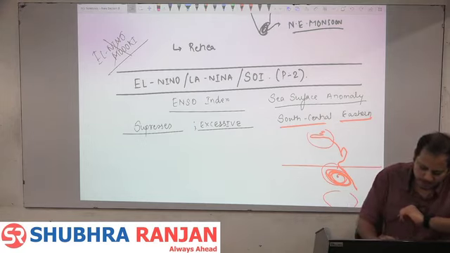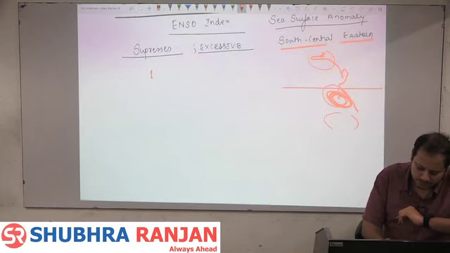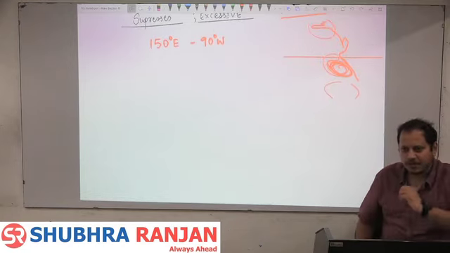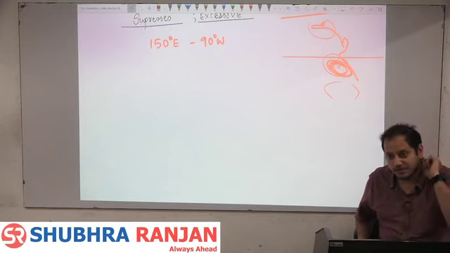And from 150° east to 90° west. क्या है ये? Longitudes. 150° east to 90° west. What is the longitude of Indian Ocean dipole?